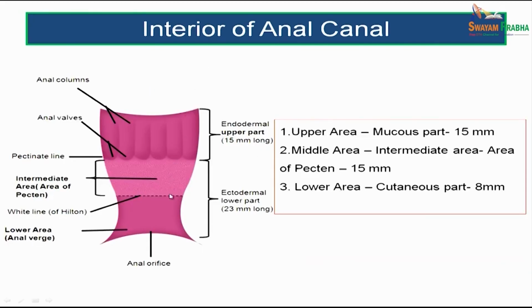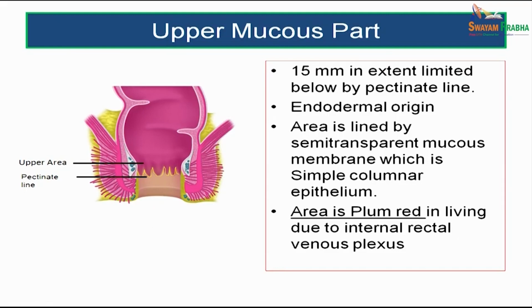So, if you look at the interior of the anal canal, I have already mentioned the three parts. The measurements of these parts are: the first, upper part, the mucus part, is 15 millimeter long, the middle area is about 15 millimeter long, and the lower area, that is the cutaneous part, is 8 millimeter long. So, now we will deal with each of these three areas in detail. First, we will look at the upper part, which is the mucus part.